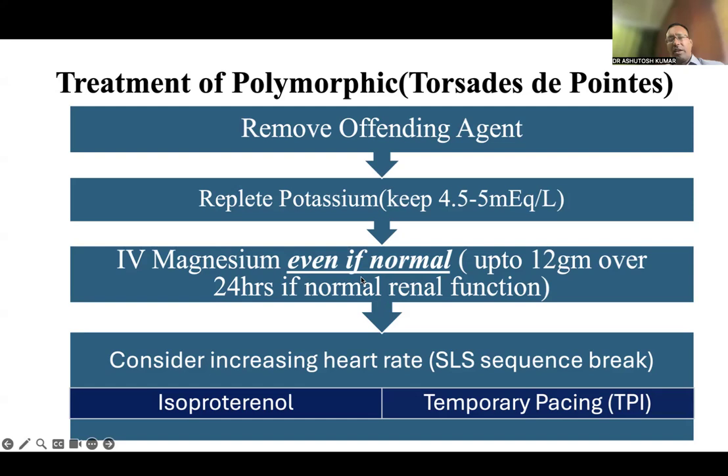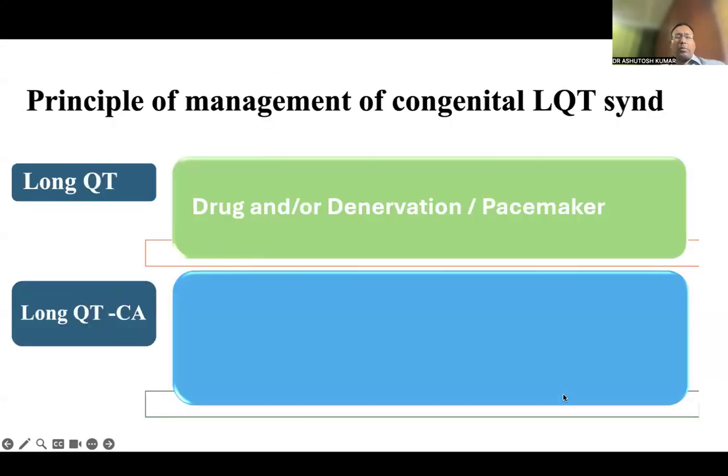And when the patient is having on and off VT ongoing even after giving these drugs, if you are at a place where you cannot put a temporary pacemaker, you have the choice to put isoprenaline. So either put an infusion of isoprenaline, or if you are at a place where a temporary pacemaker can be done, you can put a TPI and things will be taken care of. It stabilizes the ventricular depolarization, and the SLS, what is called short-long-short sequence, which is an important cause for the VT/VF, can be taken care of. So that is the principle of management.